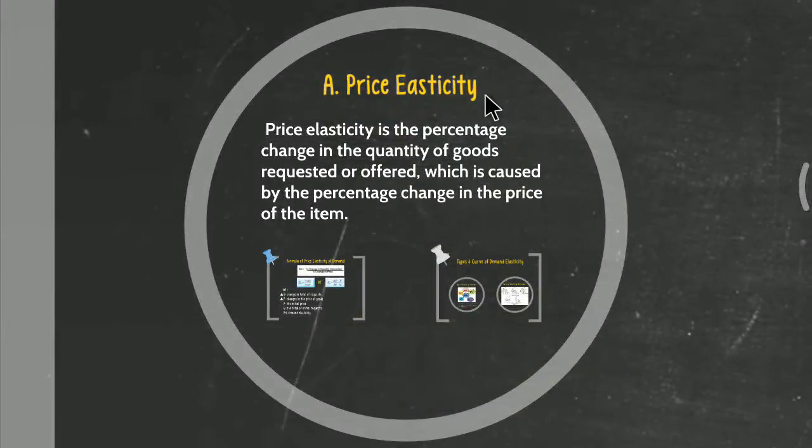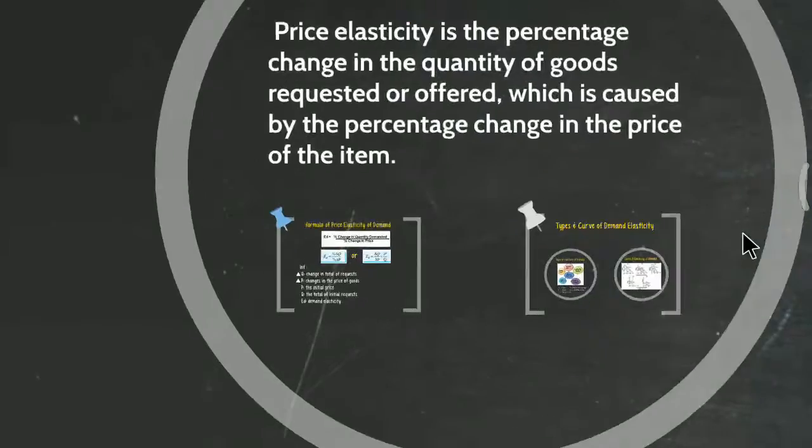Now we go to the price elasticity. Price elasticity is the percentage change in the quantity of goods requested or offered, which is caused by the percentage change in the price of the item.